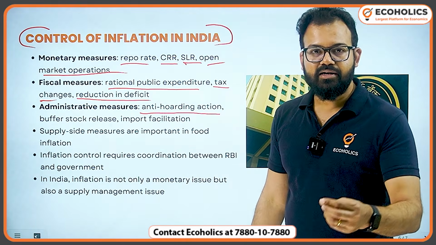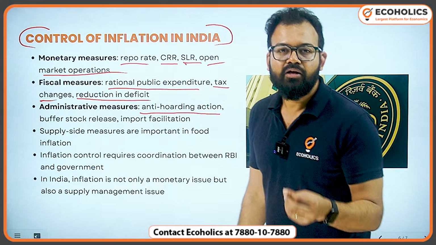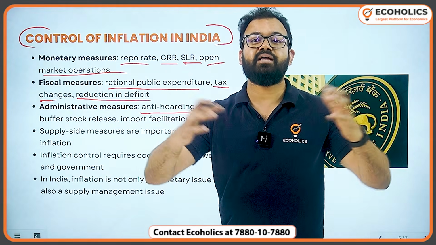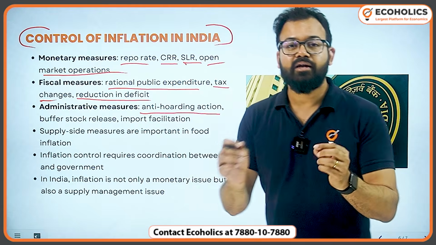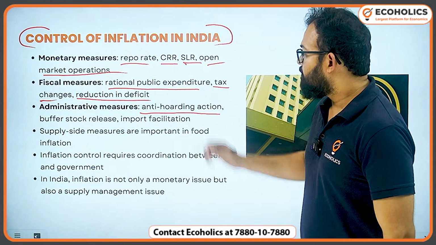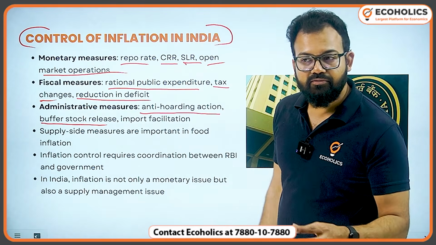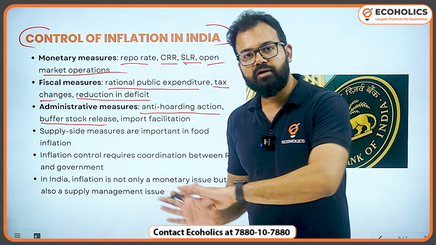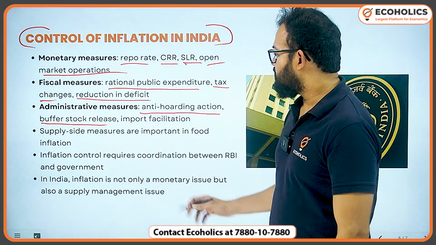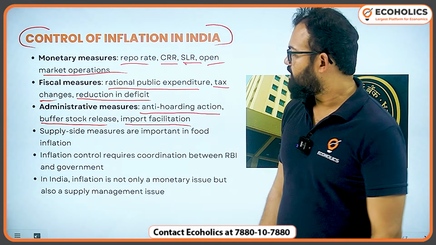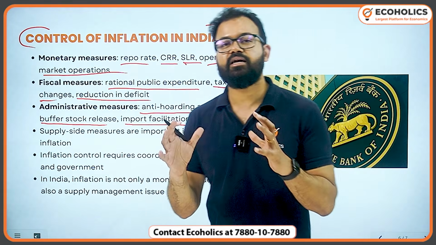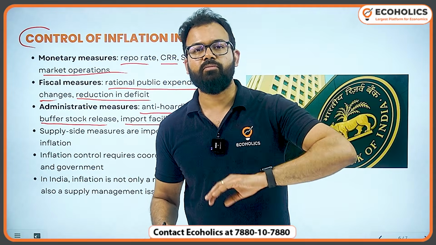Administrative measures like anti-hoarding action. Like for example, recently, the commercial LPG cylinder. The shortage is not that high, but the hype is high. So people are creating artificial scarcity by hoarding. Buffer stock release: when the government thinks that wheat is in shortage, the government releases that buffer stock to maintain the supply. Import facilitation: if domestically it is not available, you import from abroad.